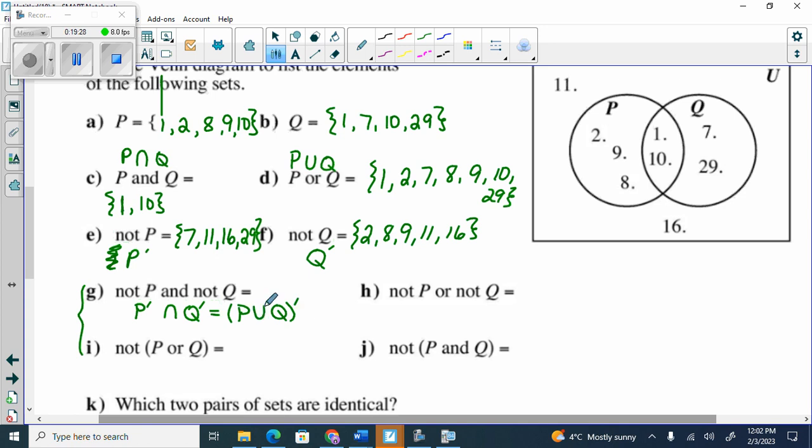We agree? So now I'm asking you for all the elements that aren't in the what? P or Q. And P or Q is what shape? The snowman. So I want what's not in the snowman. So 11 and 16. Look at this one. It's not P or Q. This is this. It's actually the exact same, isn't it? So this one is 11 and 16.